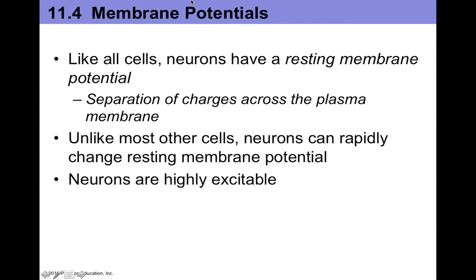But what's weird about neurons is that unlike most other cells, neurons can rapidly change their resting membrane potential and therefore rapidly change their voltage. And this is done in an excitable way. So neurons will change their voltages in response to a stimulus. Whether that's another chemical or electrical stimulus, we say that neurons are highly excitable.